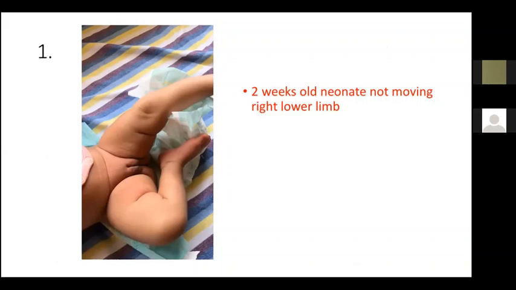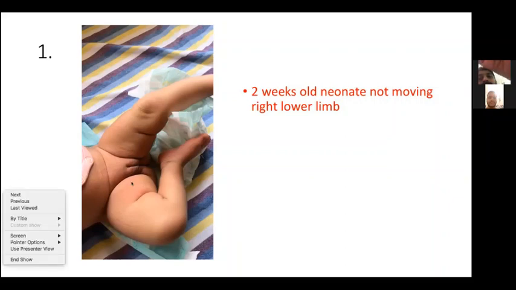Two weeks old. Your child is in the neonatology unit. What is the attitude that you are seeing? Limb is in flexion, abduction, and external rotation, sir. Yes, flexion, abduction, and external rotation. Along with that, there appears to be a swelling in the upper part, in the thigh region, and the child is not moving. So what is the possible diagnosis?